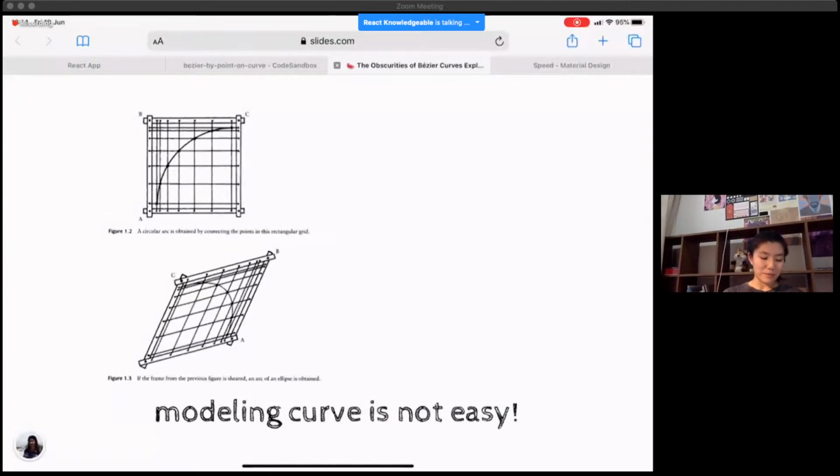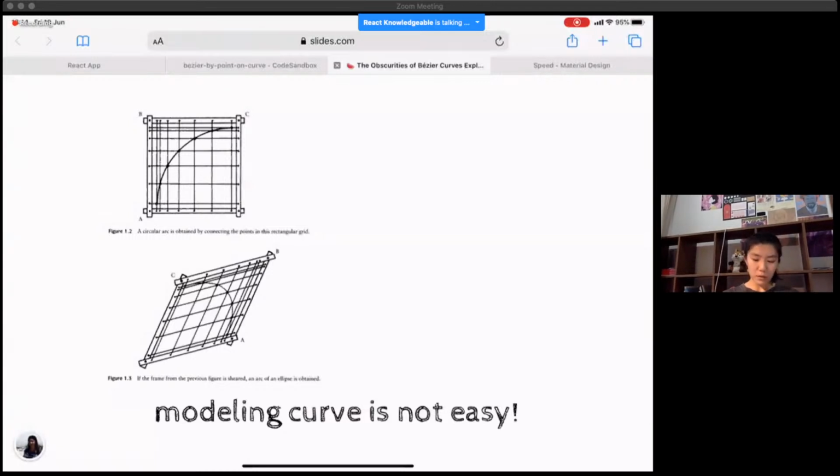How this works is you have a circular curve and you attach that to some kind of frame, and then you squeeze the frame to change that to another shape, hopefully to model an ellipse.